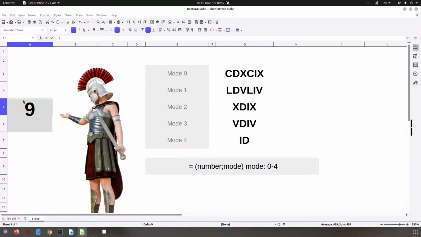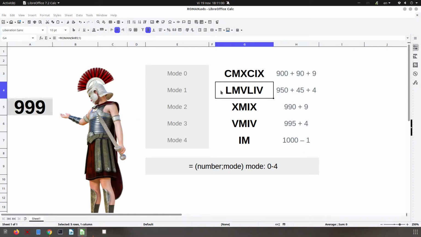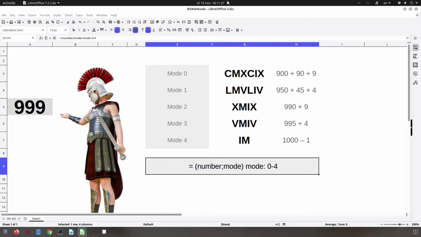Let's try 1999 now, and let's see how these numbers are formed. For mode 0 it's 990 plus 9. For mode 1 it's 950, 45 and 4. Here it's 990 plus 9. Here it's 1995 plus 4, and here it's 1000 minus 1. It's the simplest way of transforming a Roman number.